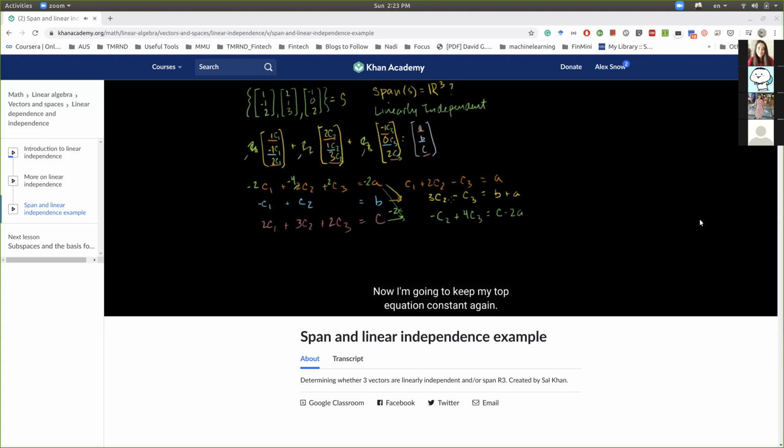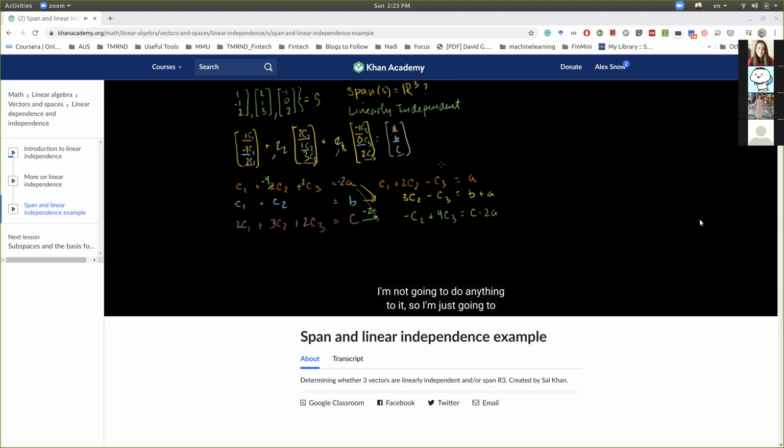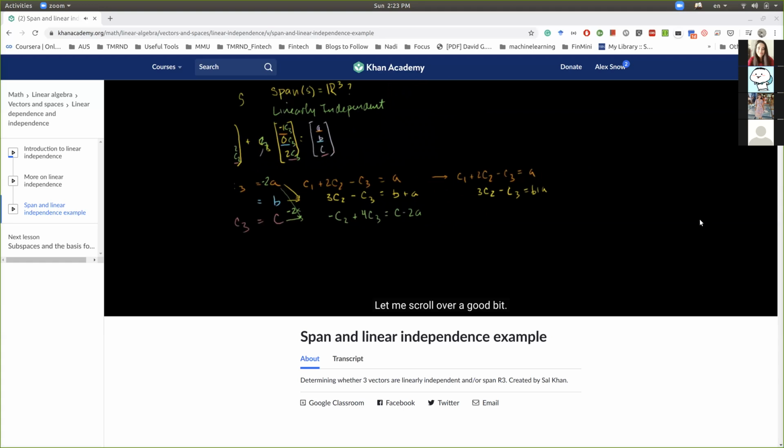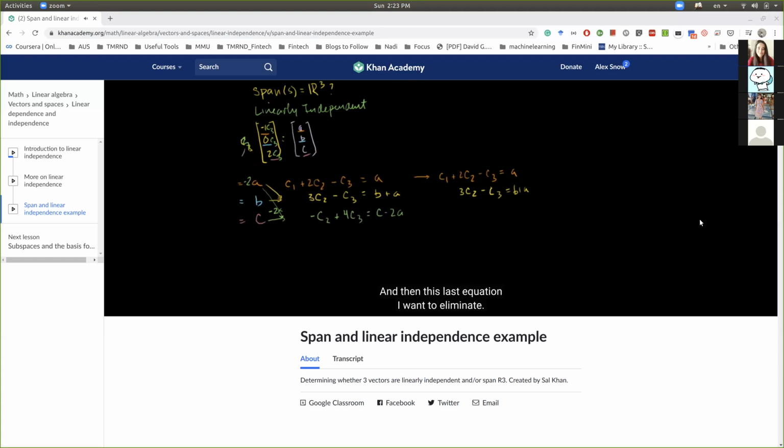Now I'm going to keep my top equation constant again. I'm not going to do anything to it, so I'm just going to move it to the right. So I get C1 plus 2C2 minus C3 is equal to A. I'm also going to keep my second equation the same. So I get 3C2 minus C3 is equal to B plus A. Let me scroll over a good bit. And then this last equation I want to eliminate. My goal is to eliminate this term right here.